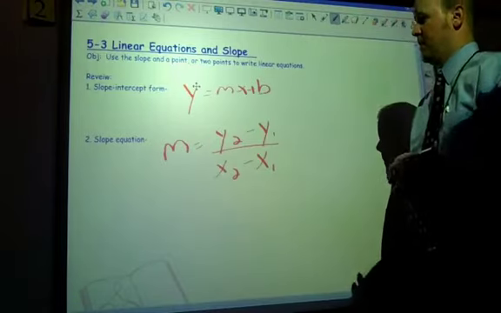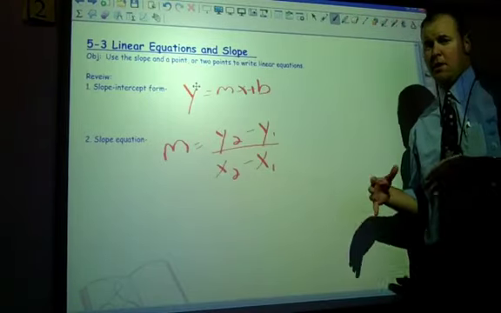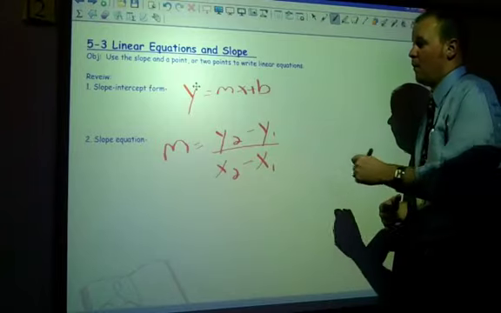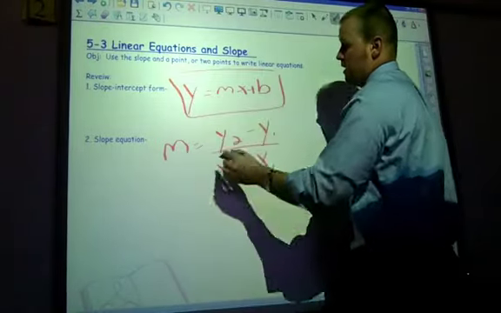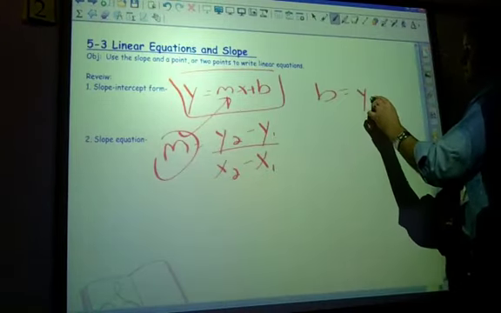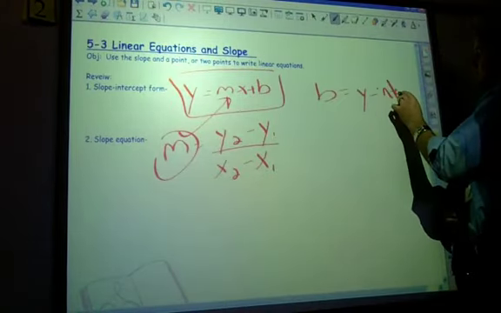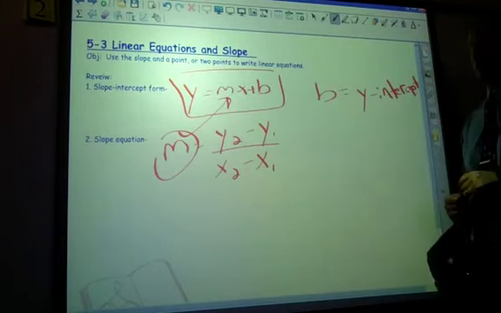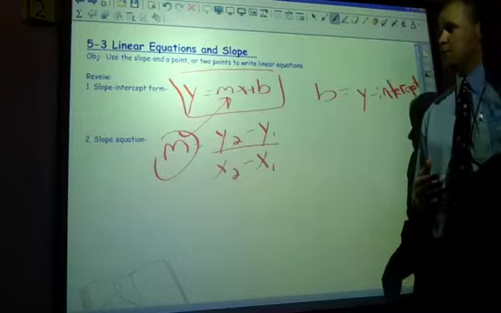Alright, so far this year there's been a lot of talk about slope, and when we started talking about slope, you guys actually told me a lot about y equals mx plus b. So of course we know the slope is the m, and the b is equal to the y-intercept. So now we're going to start to apply those things.